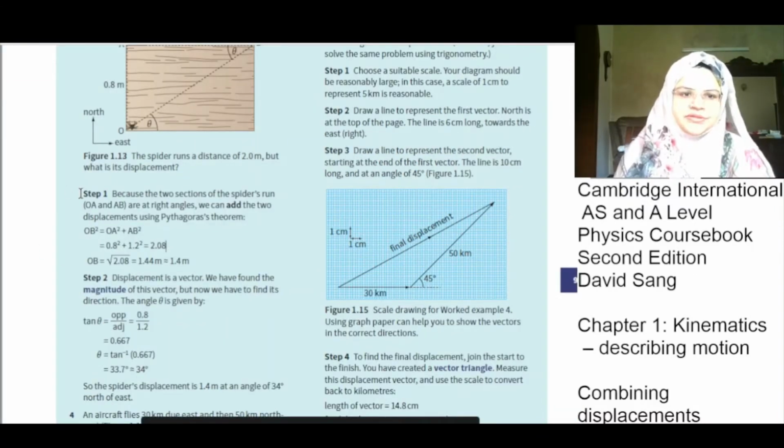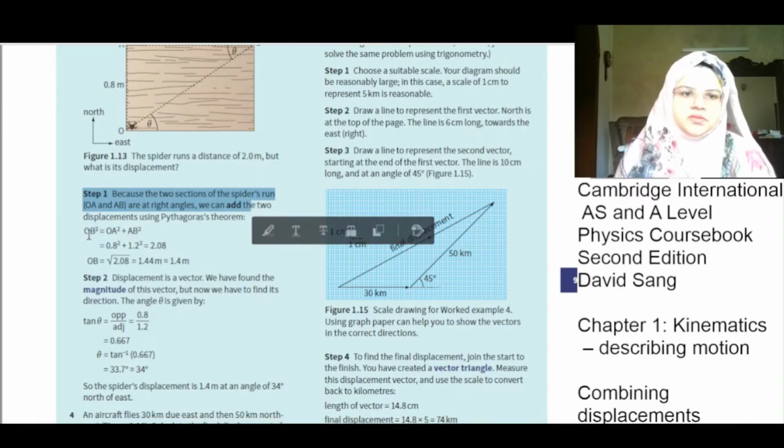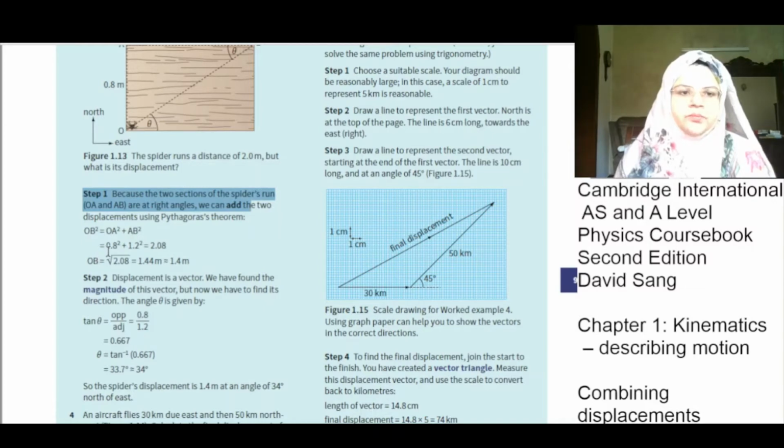Because the two sections of the spider's run, OA and AB, are at right angles, we can add the two displacements using Pythagoras theorem. OB squared is equal to OA squared plus AB squared, which is equal to 0.8 squared plus 1.2 squared, which is equal to 2.08. OB is equal to the square root of 2.08, which is equal to 1.44 meter, or approximately 1.4 meter.